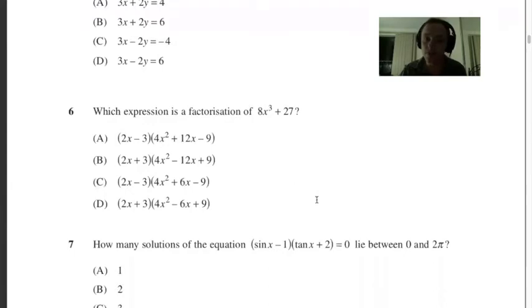Question 6. Which expression is a factorization of 8x cubed plus 27? Now this is an interesting question. I have not done one of these for some time. The first thing that jumps out at me is we have cubes in each of these terms. 2 cubed is 8. 3 cubed is 27. So effectively I have 2x cubed plus 3 cubed.